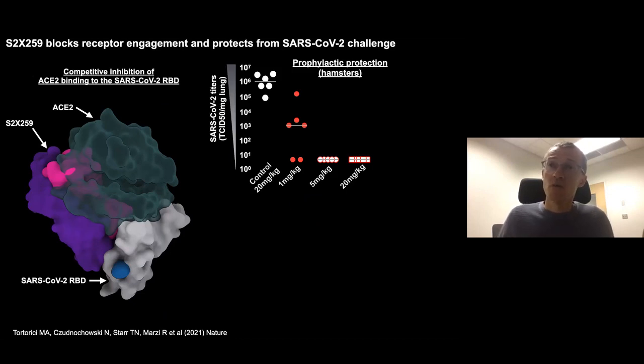We showed that S2X259 was protective in vivo in a therapeutic setting at 5 mg/kg with complete inhibition of viral replication in the lungs, and we have partial inhibition at 1 mg/kg.